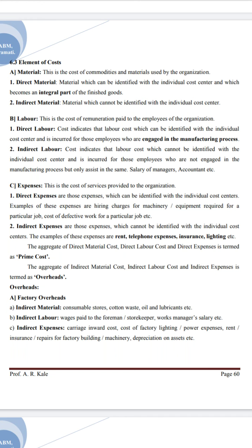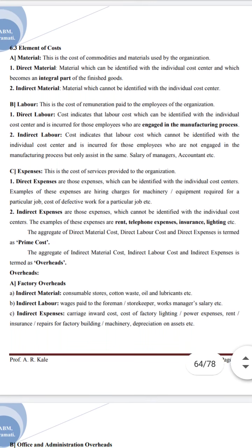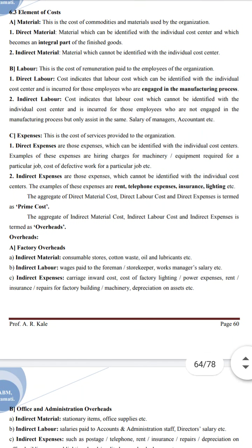Okay, next one is the labor cost. Direct labor means the labor that is actually engaged in the manufacturing or production process. That is direct labor cost. Second one is indirect labor cost, which cannot be identified with the individual cost centers. It includes those employees who are not engaged in the production process. Example: salary, manager, accountant are the indirect labors.